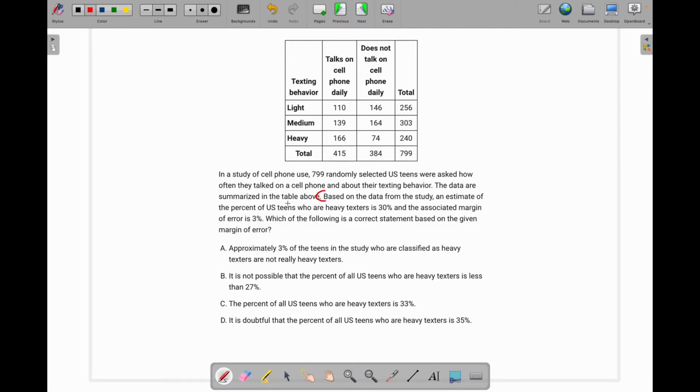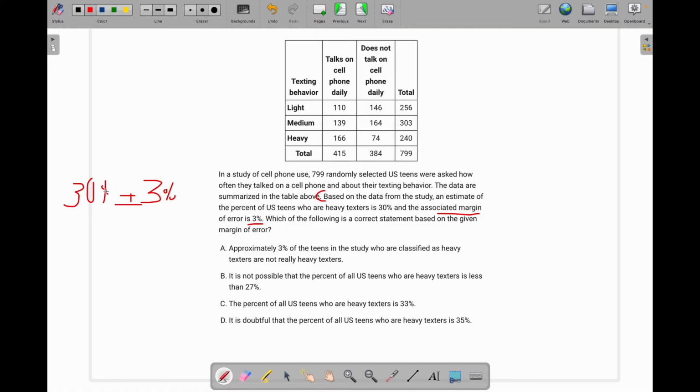The question starts right here. Based on the data from the study, an estimate of the percent of US teens who are heavy texters is 30%, with a margin of error of 3%. So you have to add in this plus or minus 3% to that 30%. All right, which of the following is a correct statement based on the given margin of error?